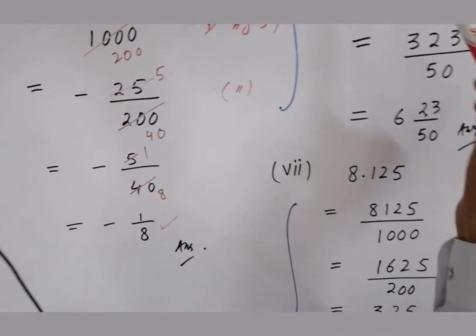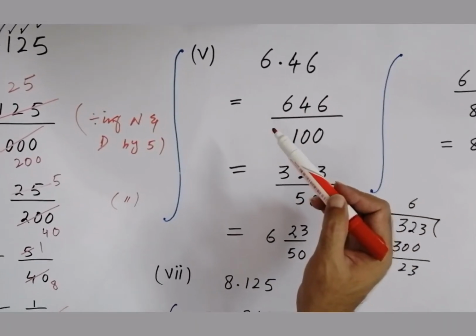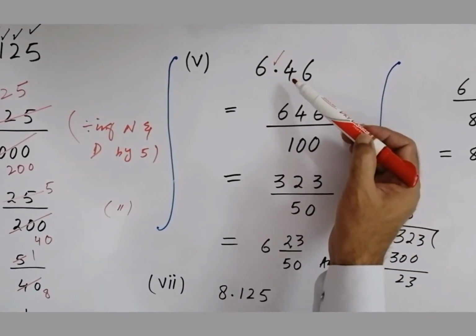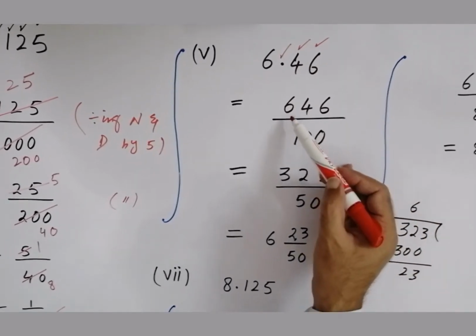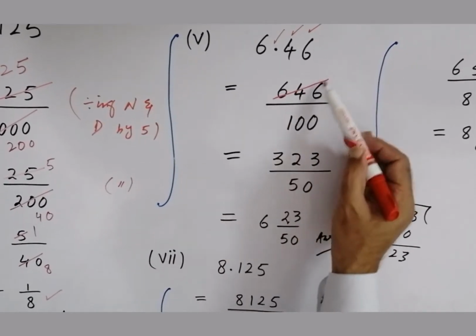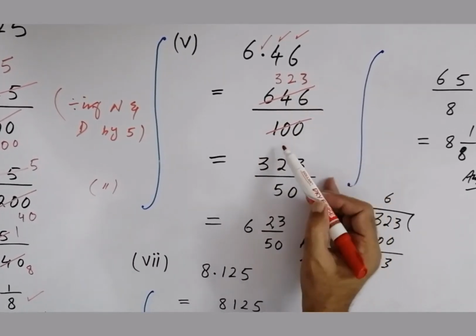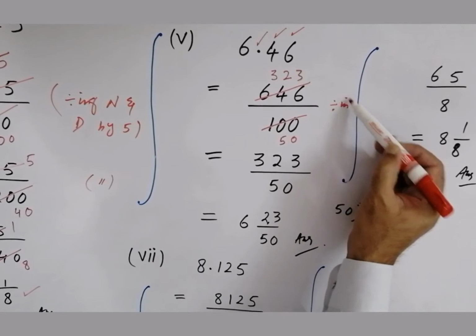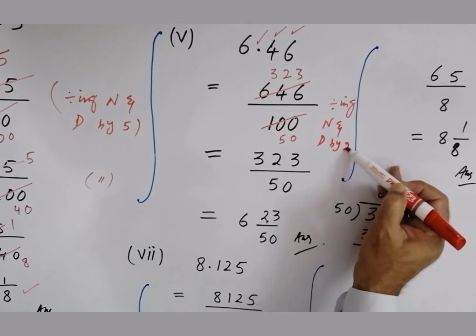Next is 6.46. Remove the decimal point, as we have done in the previous parts, replace it by 1, then replace 4 and 6 by 2 zeros. So the number is 646 divided by 100. Dividing numerator and denominator by 2, 2 3s are 6, 2 2s are 4, 2 5s are 10 and 0. Dividing numerator and denominator by 2.